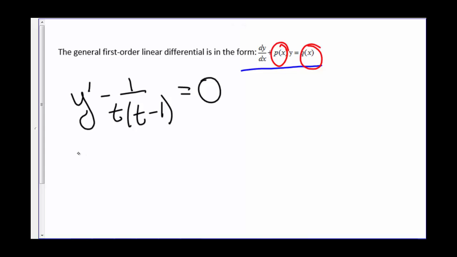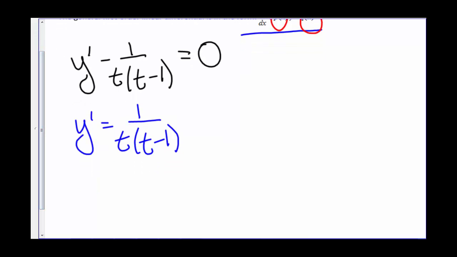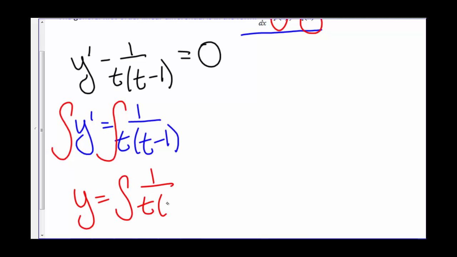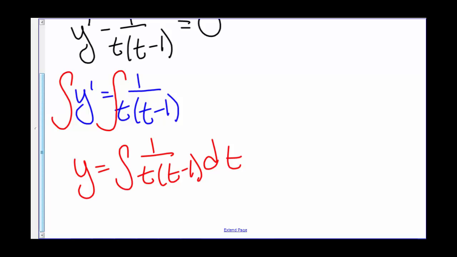So rewriting this in our general form, we have y' = 1/(t(t-1)). And now to find a general solution, we are going to integrate both sides. So we are going to get y equals the integral of 1/(t(t-1)) dt. And to solve this integral, we are going to need to use partial fractions.